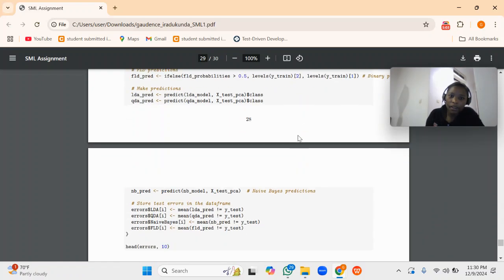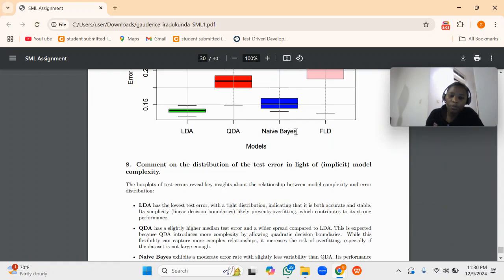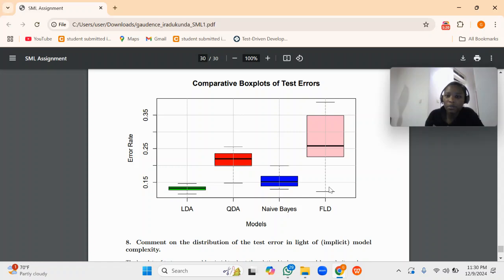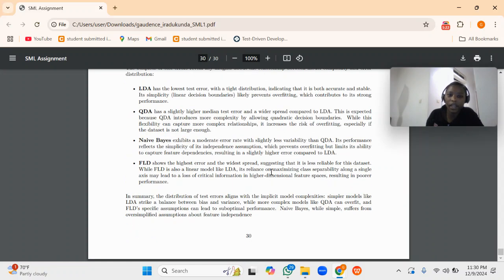By fitting the box plot, we have seen that RDA contains minimum errors. So RDA is the best machine on this problem, while FDA is the worst machine for this machine learning task. So thank you.